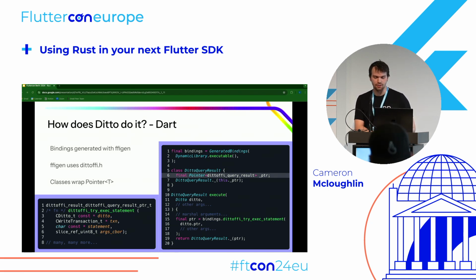And then we make these classes like DittoQueryResult, which really just contains a pointer to some Rust structure. Our Ditto class is just a pointer. It's just a thin wrapper around a pointer to a structure.